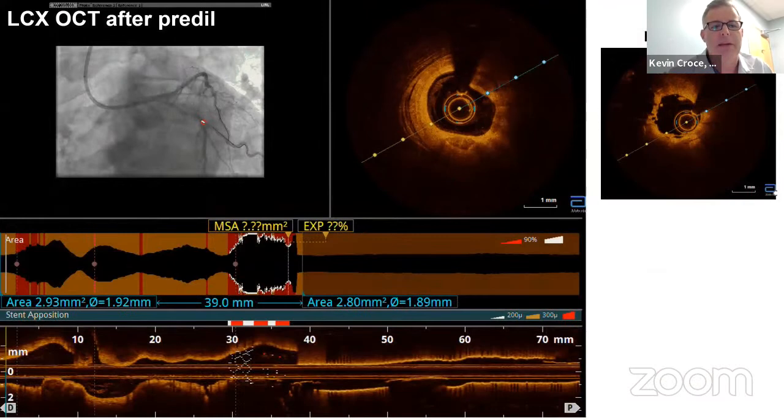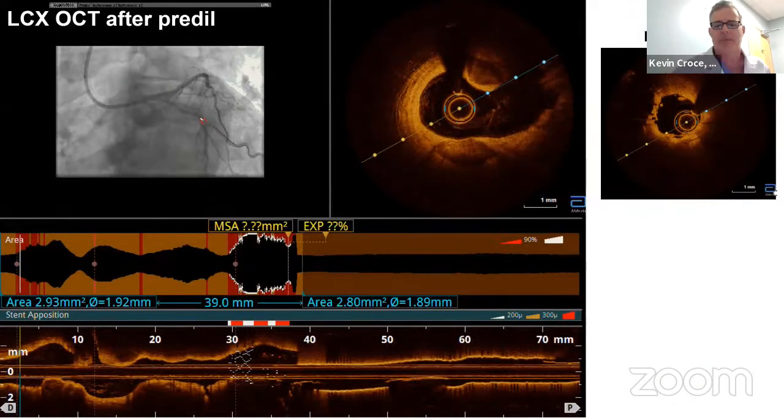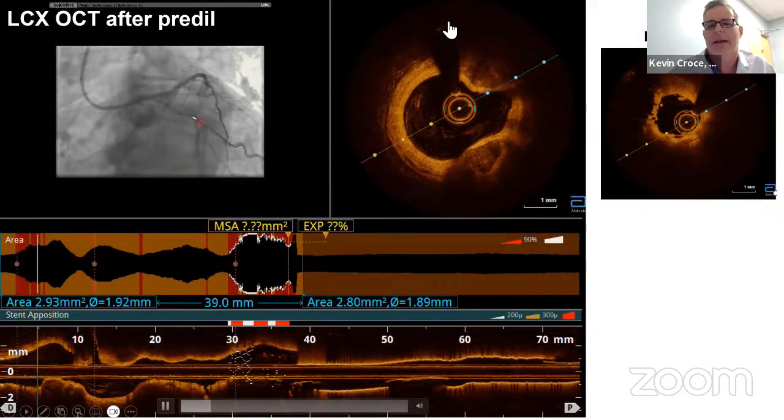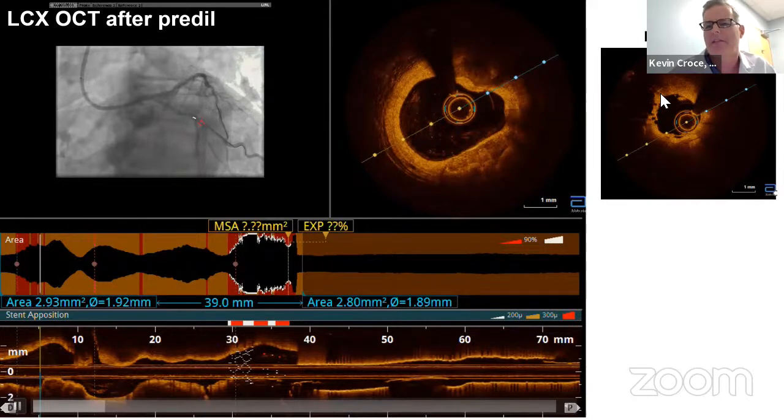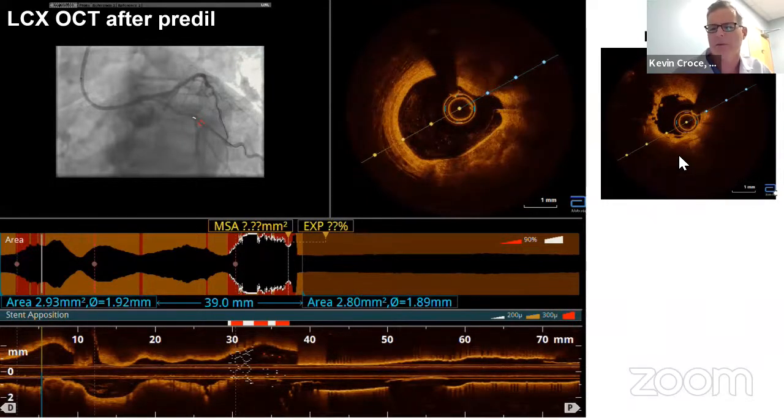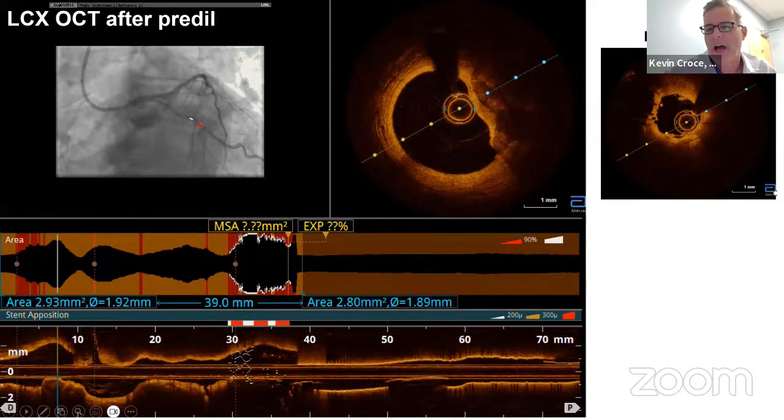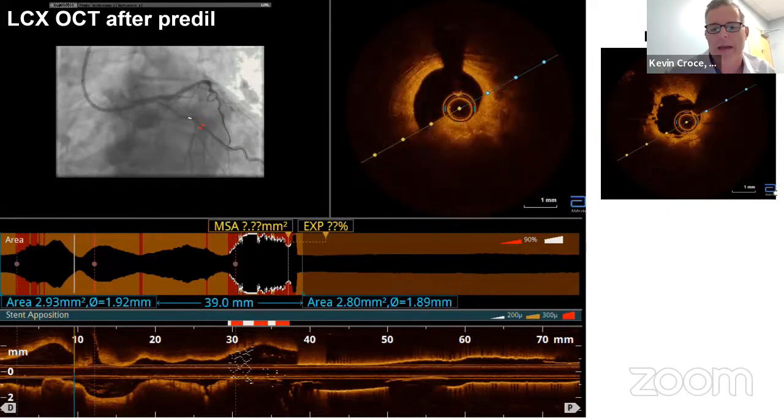So after we pre-dilated the circumflex, we did a similar run of OCT, which demonstrated more fibrocalcific ostial circumflex disease, but this was nothing that I was worried would not expand with usual ballooning. And so we had a pretty good idea.